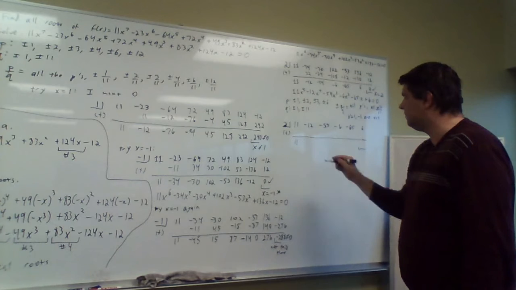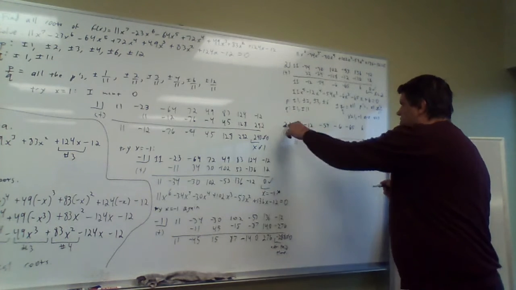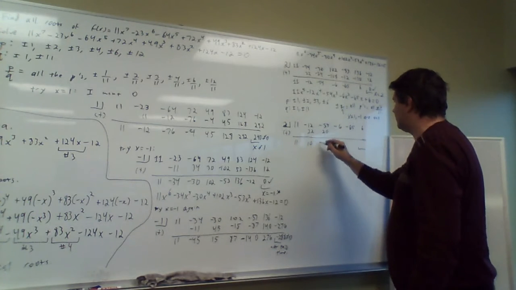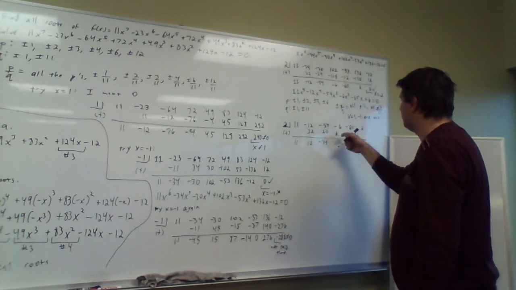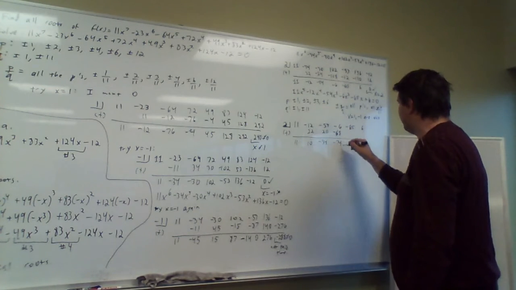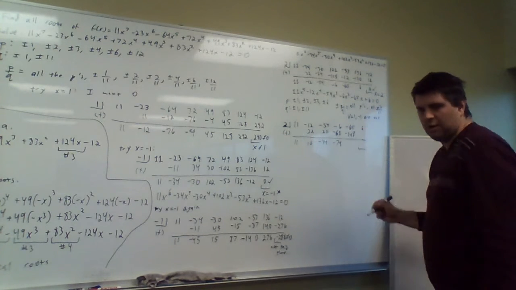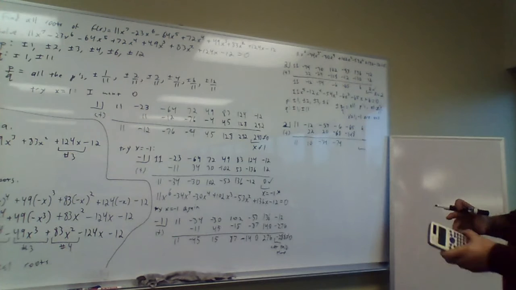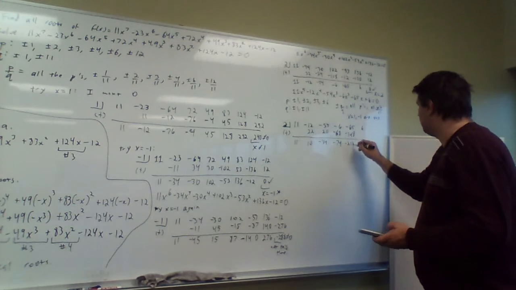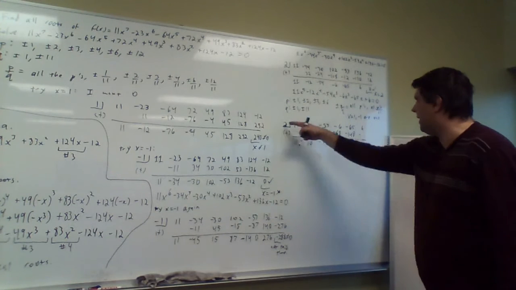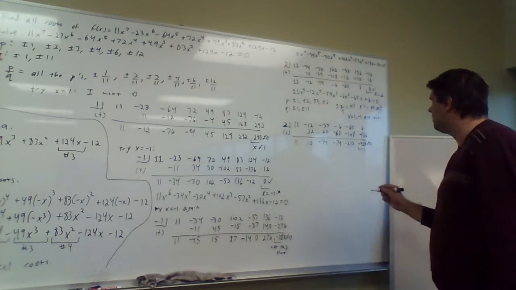So we bring down the 11. 2 times 11 is 22. That's 10. 2 times 10 is 20. That's negative 34. 2 times negative 34 is negative 68, pardon me. That's negative 74. 2 times negative 74 is negative 148. All right, I'm going to get my calculator out for that one. Negative 65 minus 148 is negative 213. When we multiply it by 2, we get negative 426, which gives us negative 420, which is not 0. So not this time.